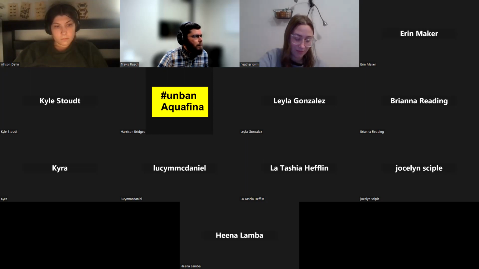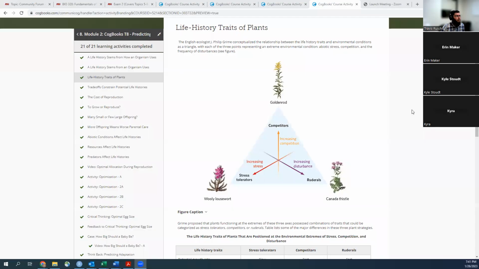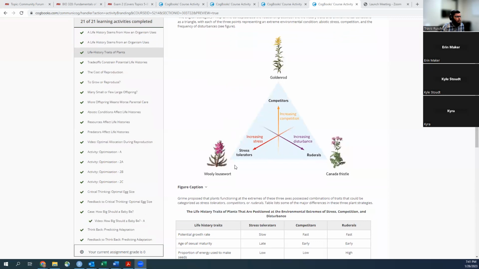So I think it's under the life history traits of plants, right? That's the one. All right. Okay, so that's this diagram, right? What this is showing is three examples of the different types of plants: the ruderals, the stress tolerators, and the competitors.